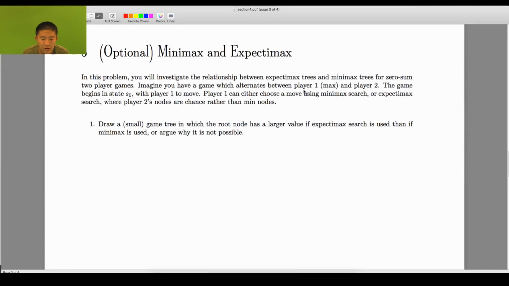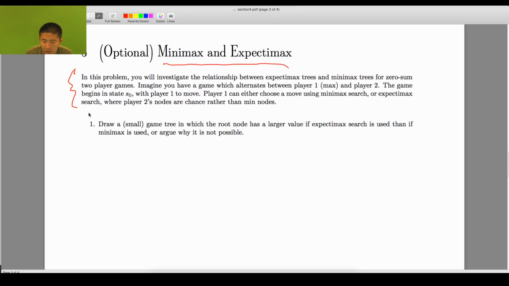Okay, so now we're taking a look at number 3, which is a question about minimax and expected max. This is basically presenting a very similar problem, either a minimax game or an expected max game, depending on the question that's going to be asked. So for number 1, it says draw a game tree in which the root node has a larger value if expected max search is used than if minimax is used, or argue why it is not possible.